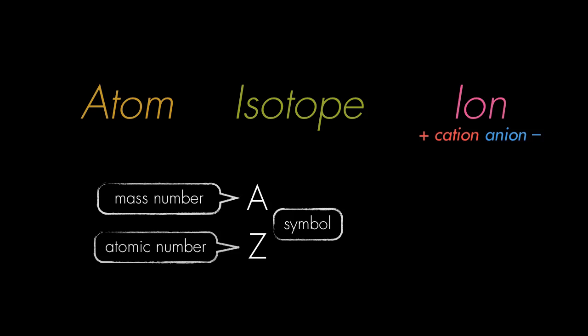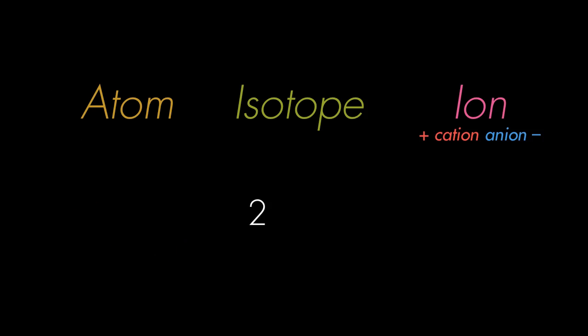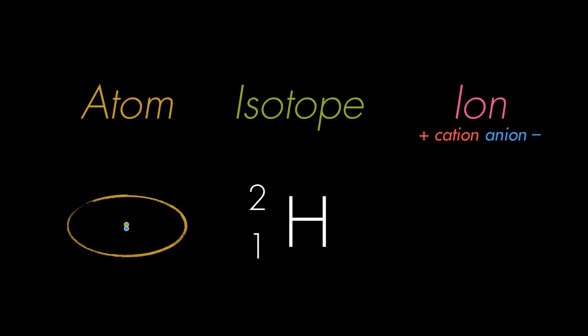So let's apply what we've learned so far. This is helium-4 with 2 protons, 2 neutrons, and 2 electrons. Because it's neutral, we call it an atom. Here is hydrogen-2 with 1 proton, 1 neutron, and 1 electron. This is an isotope of helium. Let's try one a little different.